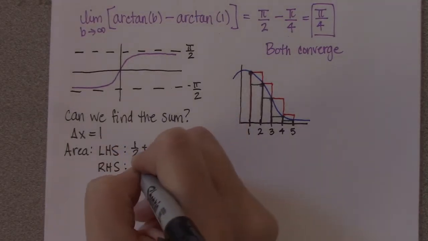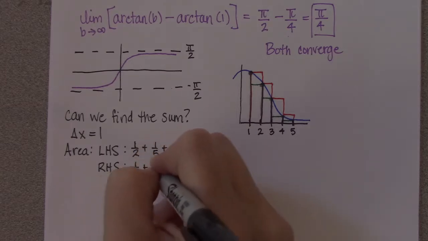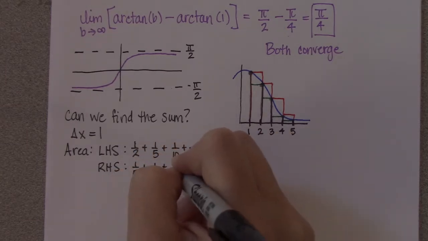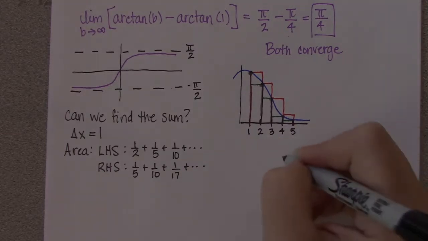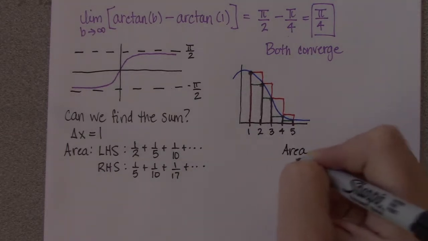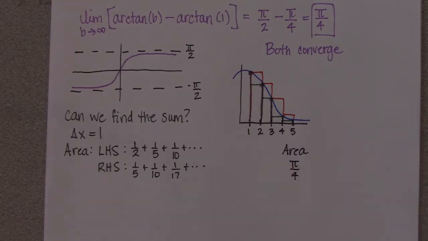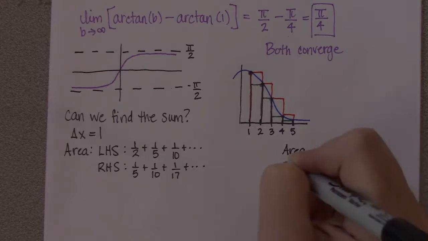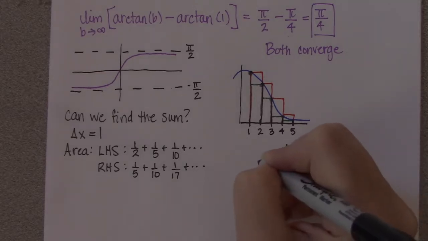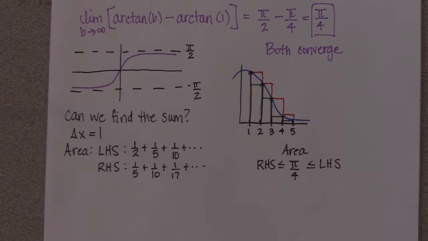is essentially summing up the values 1/5, 1/10, 1/17. So the area that we got of pi over 4, which is actually the true area because we used an integral to get it, is always between, in this case, our left-hand sum and our right-hand sum, because the left-hand sum overestimated, the right-hand sum gave us an underestimate of the area.